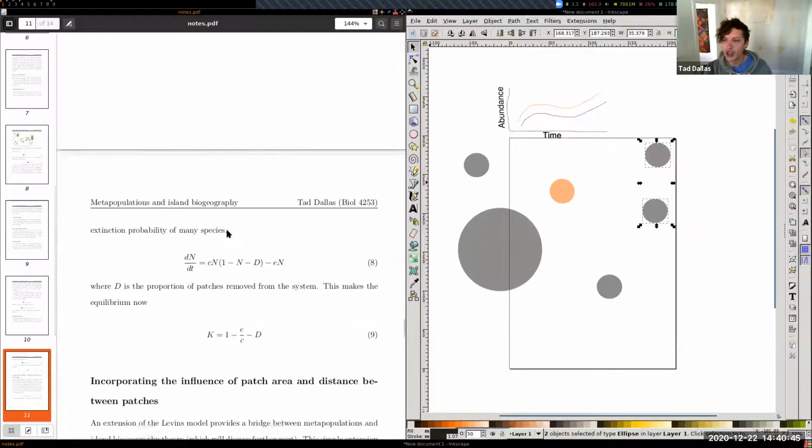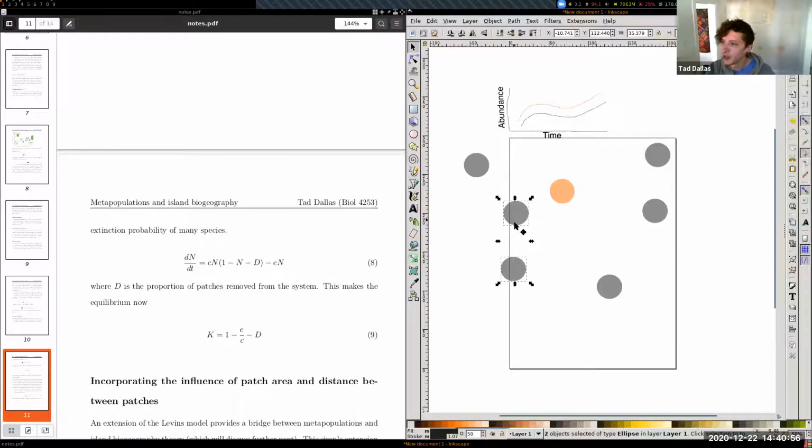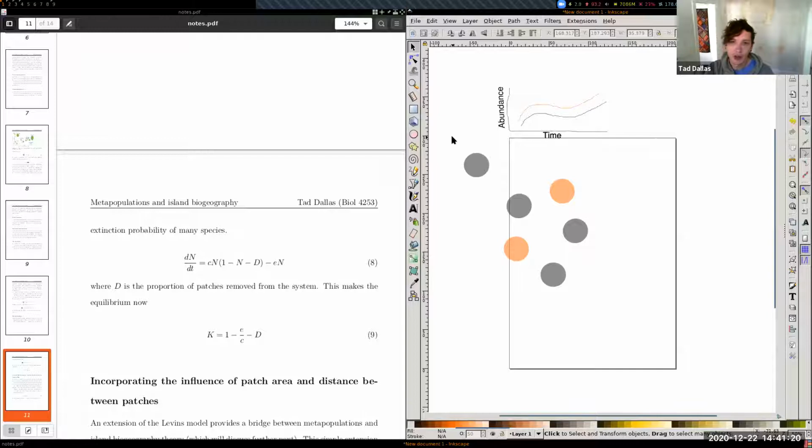Okay, I tried to show that here through equations, but maybe I should just use silly little bubbles instead. I think basically the idea, and add some patches to this metapopulation, is that if I have this network of patches, this metapopulation, and let's say this is at equilibrium, and I remove these two patches, now my occupancy is higher. And so my fraction of occupied patches is actually higher than equilibrium.